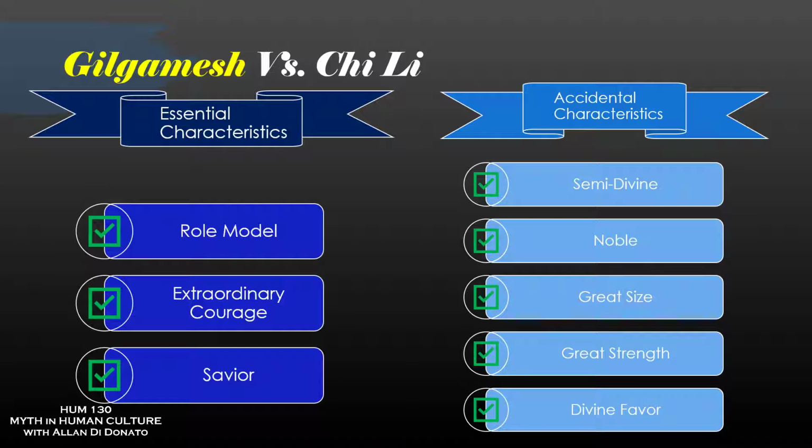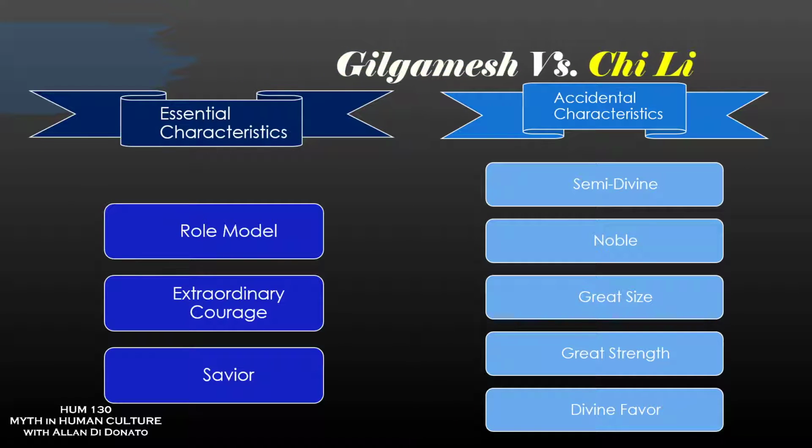But what about Chi Li? Here's a character that is a brilliant example of heroism. And the reason I included it is because it's going to be an exception to the general rule we're going to see. Number one, it's a female hero. We're not going to see a lot of them because there aren't as many female hero stories in world literature as there are stories of male heroes.